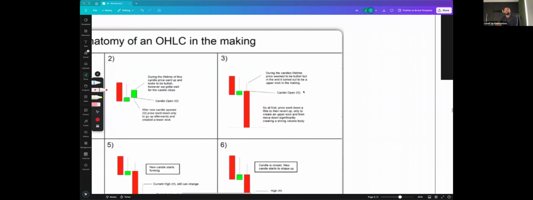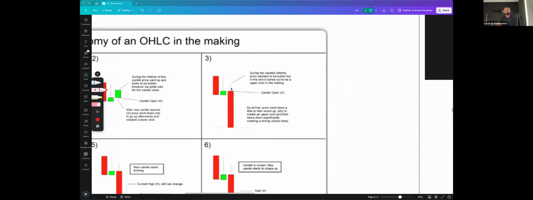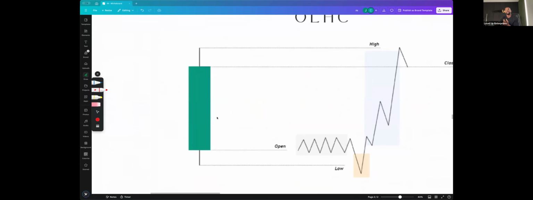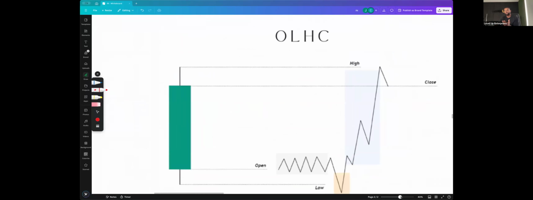I do want you guys to focus on this third candle right here. That is a bearish candlestick. That is the candle open right here. Candle goes up, that is the manipulation phase of the candle. When the candle is forming, that is the manipulation phase. And then finally, it makes a low and it closes right there. That is the anatomy and physiology of a bearish candlestick.